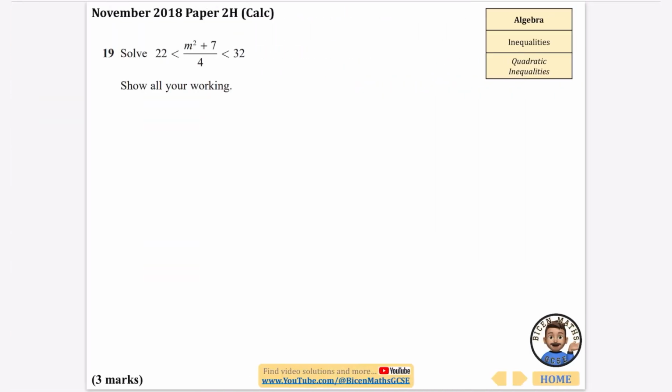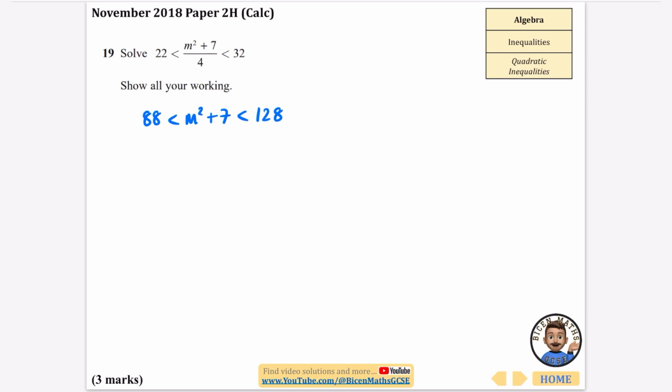Okay, this time we have got a slightly different kind of quadratic. It looks a bit unusual. Now I'm going to think about trying to solve this starting off all as one inequality, and then I might need to break it down. So first of all, I'm going to get rid of this divide by 4 by multiplying everything by 4. Now 22 multiplied by 4 is 88. I'm then going to get my m squared plus 7, and then 32 times 4, that's going to be 128. Obviously you can do this on a calculator because it's a calculator paper.